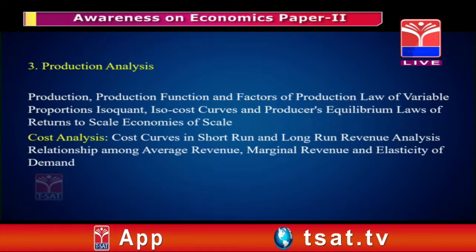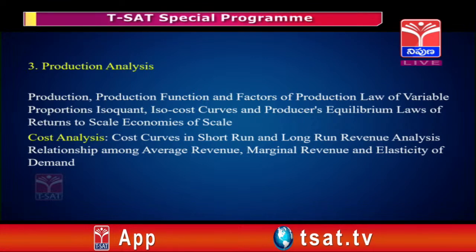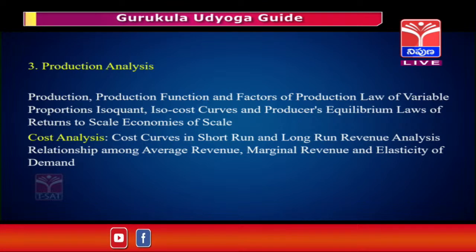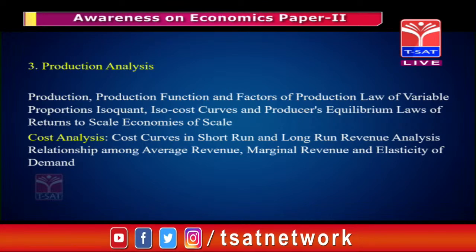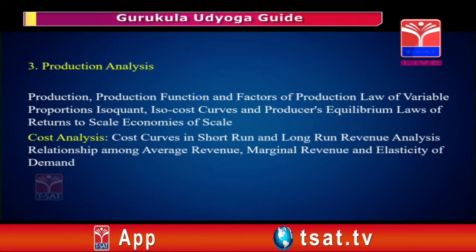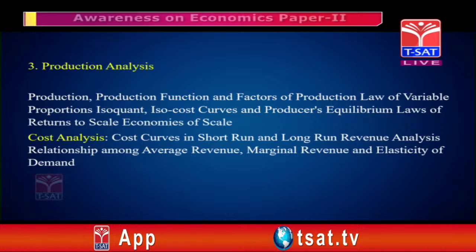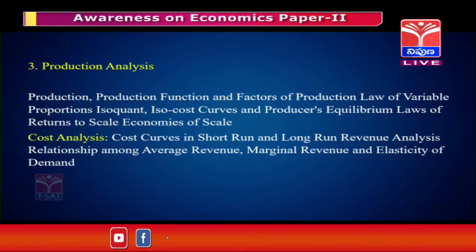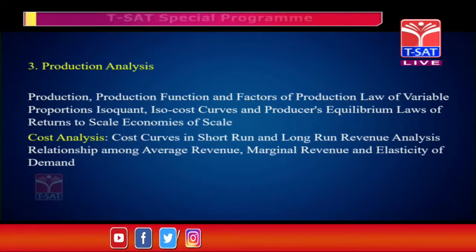So the technical relationship between the inputs and output is called the production function. We have two laws under it: the law of variable proportion, which is the short run production function, and the long run production function, under which we study the law of returns to scale. In the short run production function, some factors are fixed and some are variable. In the long run, all the factors of production are variable.